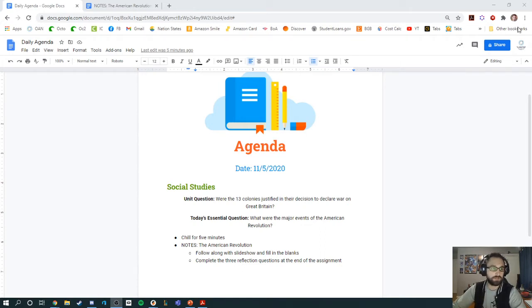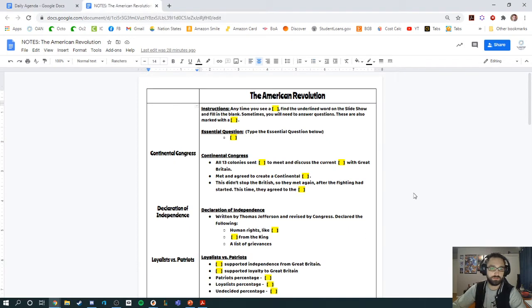So that looks like this. Okay, it's been a little while since we've done notes, so I'll remind you how this works. Basically, on my slideshow, you will see underlined words. Anytime you see an underlined word on my slideshow, that means it corresponds with a blank on this sheet. And so if you see one of these marks on your sheet, that means that there's an underlined word on the slideshow that you need to find and fill in the blank. Okay. So I'm going to navigate over to my slideshow now.